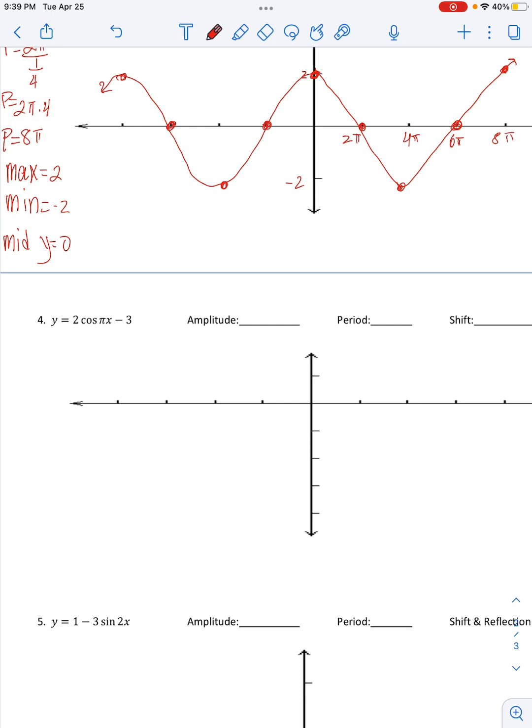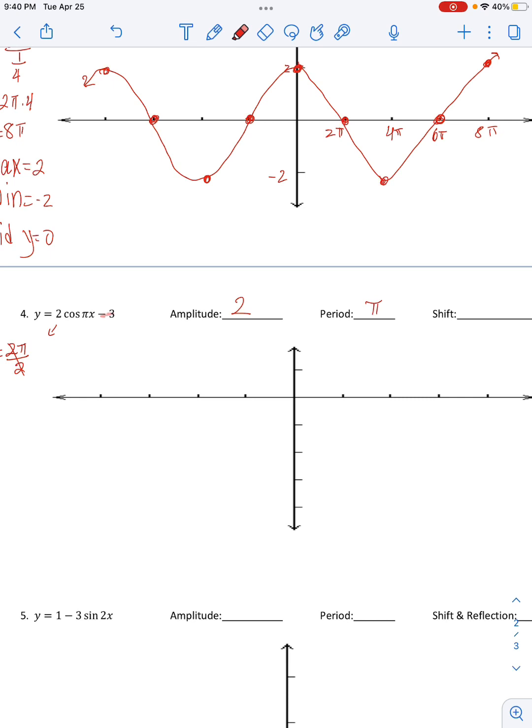All right, so let's take a look here. Our amplitude, again, is going to be 2 coming from right here. Our period is going to be 2 pi over pi, which is 2. I guess we could talk about the shift. Our shift is coming from right here, so our shift is going to be down 3.